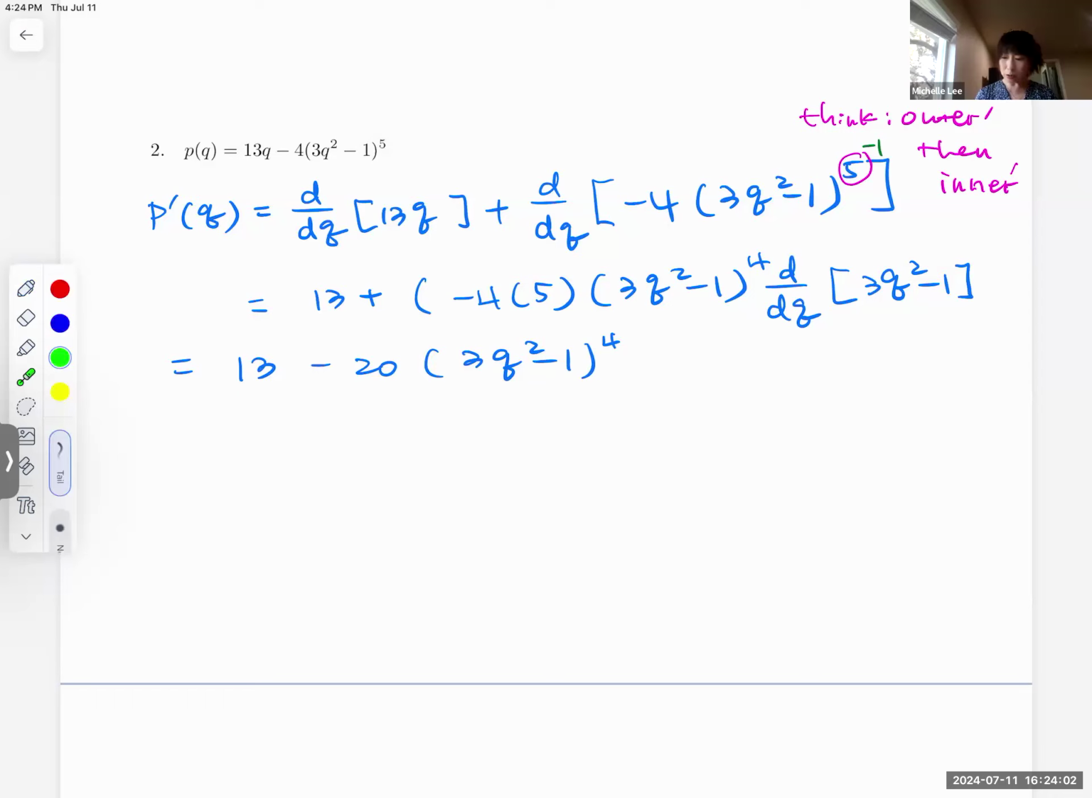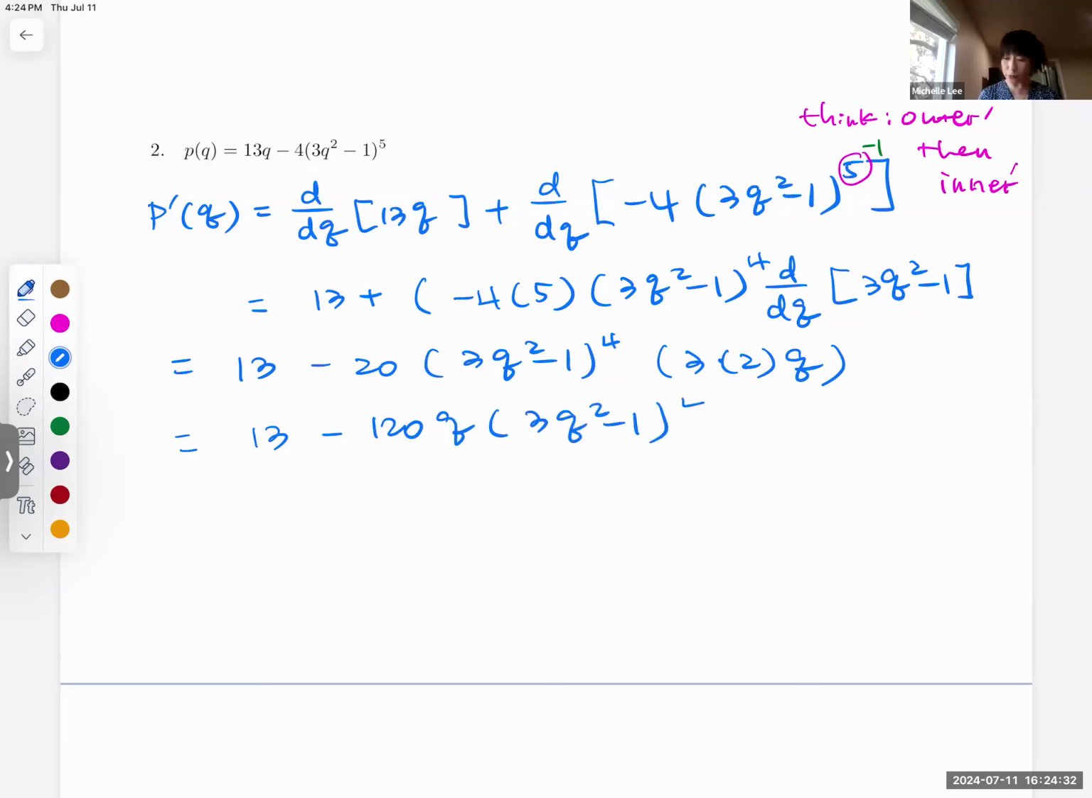Okay, now derivative of 3q to the second power. Once again, we drop the power, we get the coefficient, it's 6q, right? So that is 3 times 2q, right? Okay, so then 6 times negative 20, which is negative 120, and q there, and 3q squared minus 1 to the fourth power.